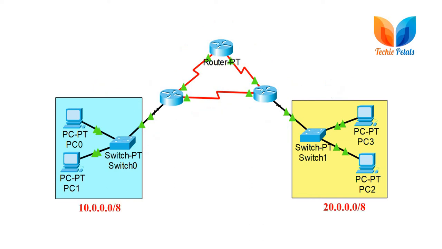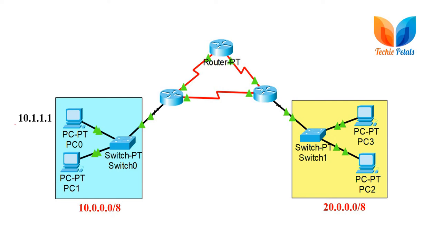I am using the network ID 10.0.0.0 for this first network. The /8 indicates the number of network bits, means I am using class A addressing throughout, and /8 indicates that we are using the first octet to define the network ID. Similarly for this network the network ID is 20.0.0.0.